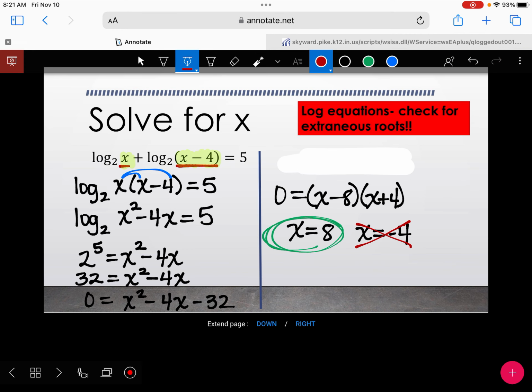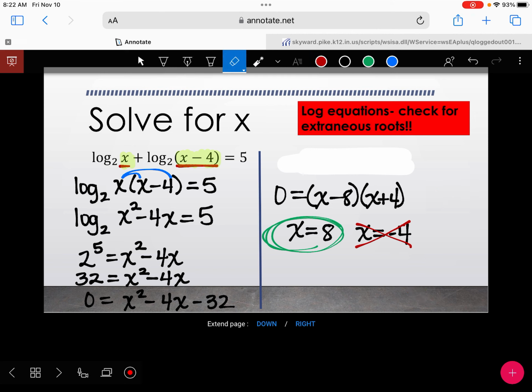We only have to worry about that for log equations, because remember, the graph of a log looks like the letter R, and it has a domain from h to infinity. It's not like an exponential that has a domain of all real numbers. So we have to make sure that our answer does not go past our restriction or past the vertical asymptote. And that's why we have an extraneous root.